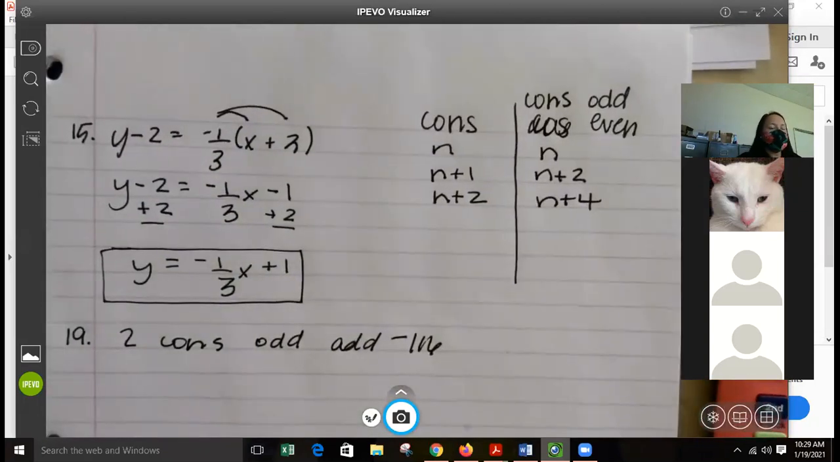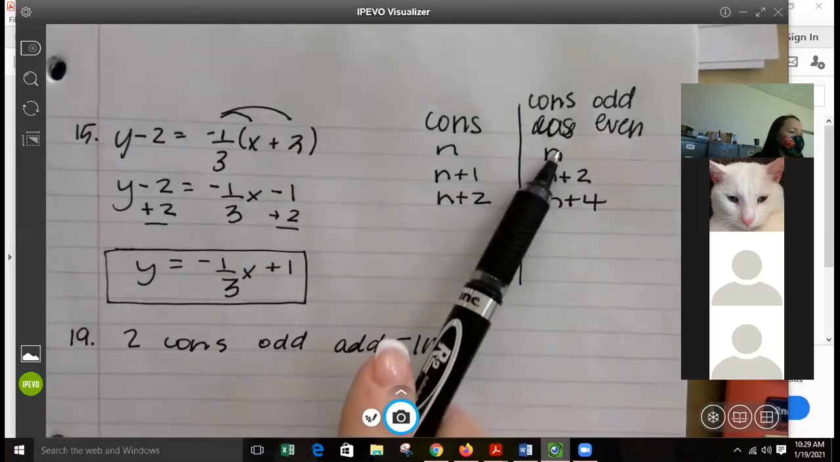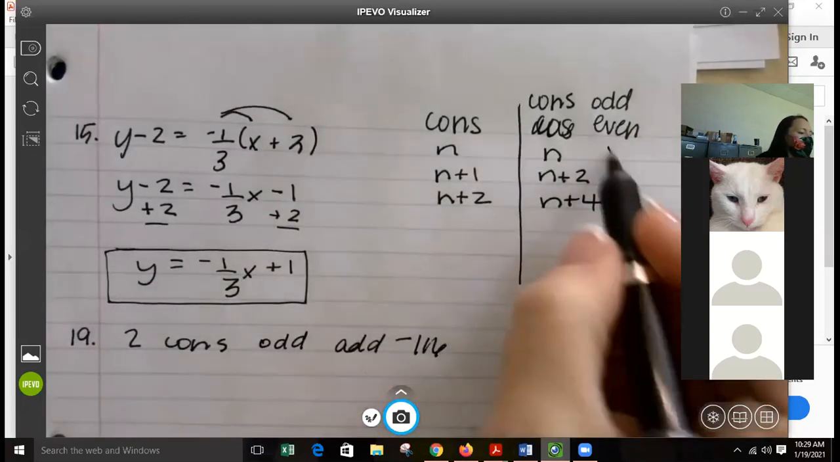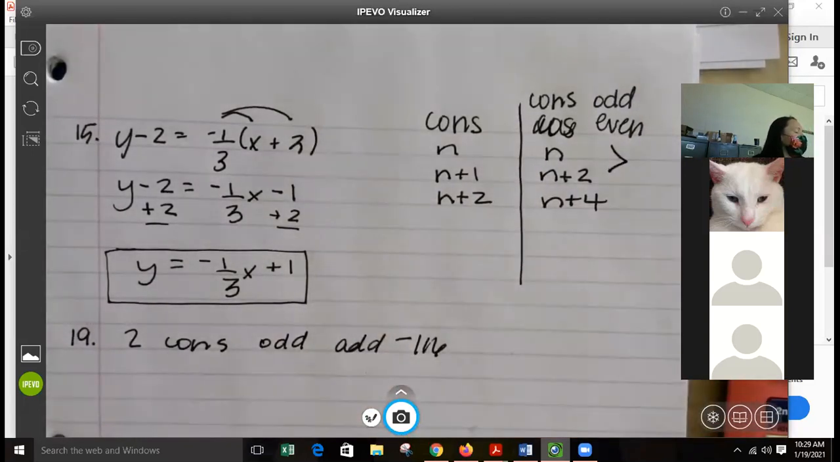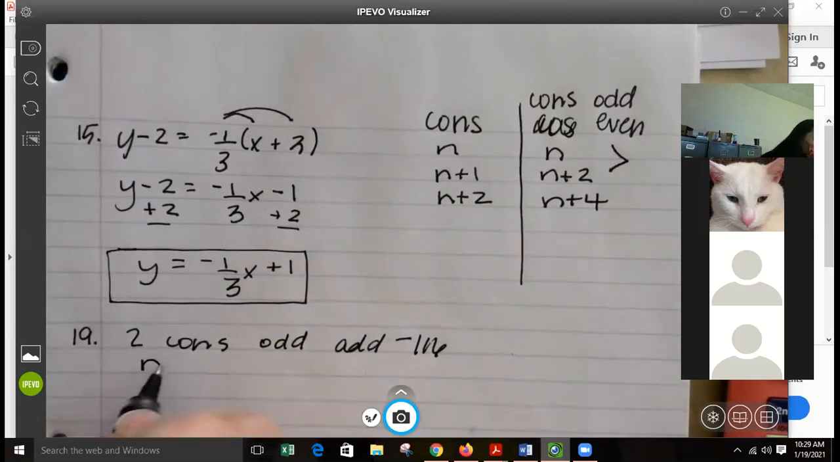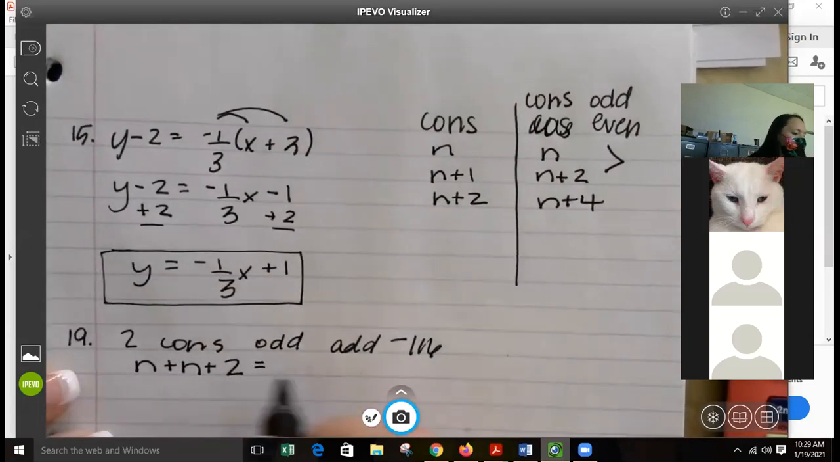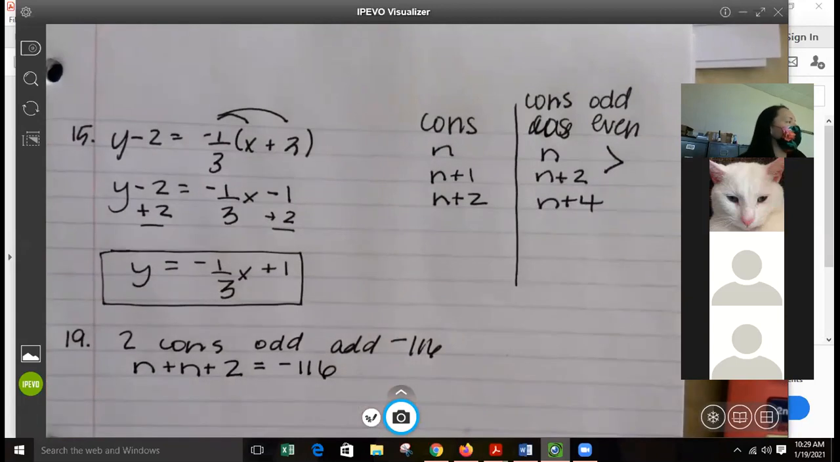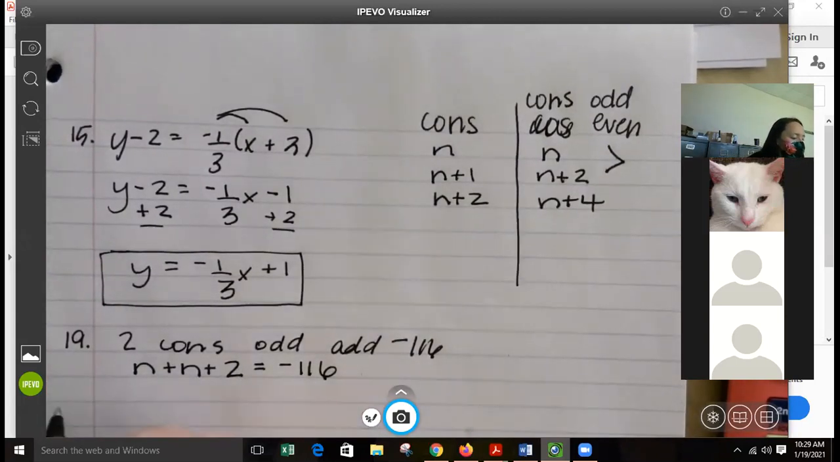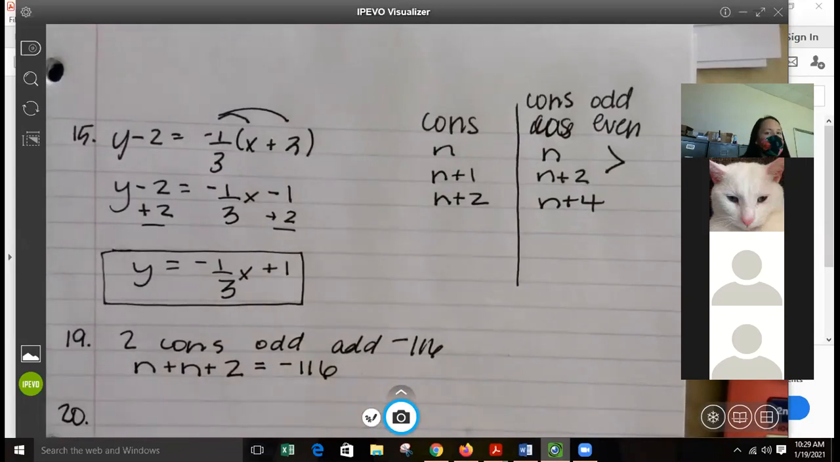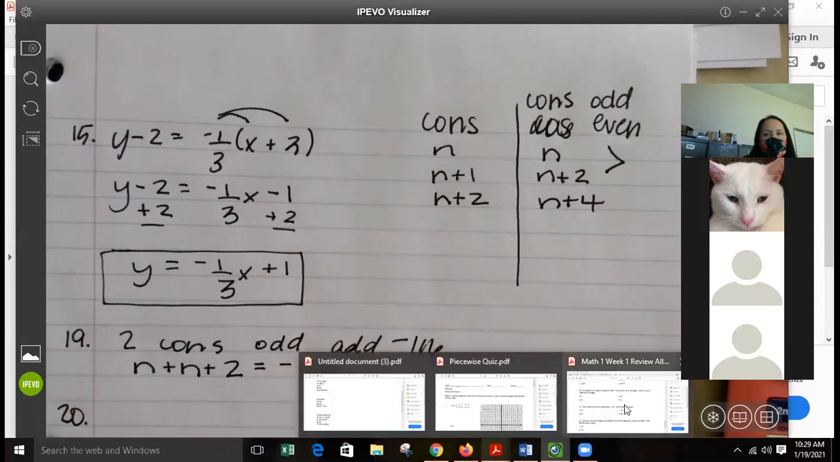So on number 19, it asks for 2 consecutive odds. So that's going to be this one, and we only want 2 of them. It says 2 consecutive odd add together, so n and n plus 2 give you negative 116. You can solve that one yourself. Add your n's together and then change the sign. All right, your next one.